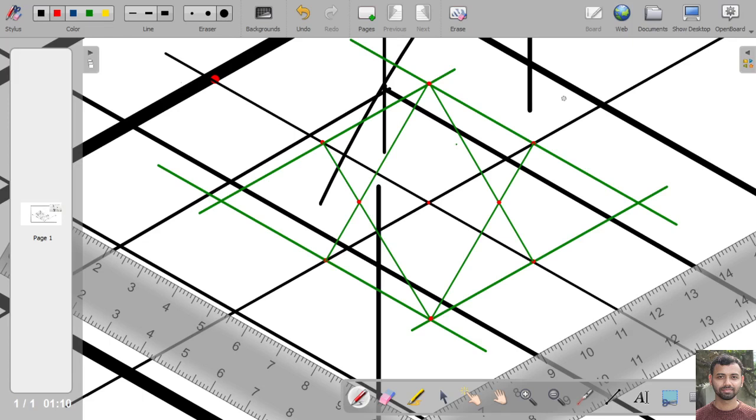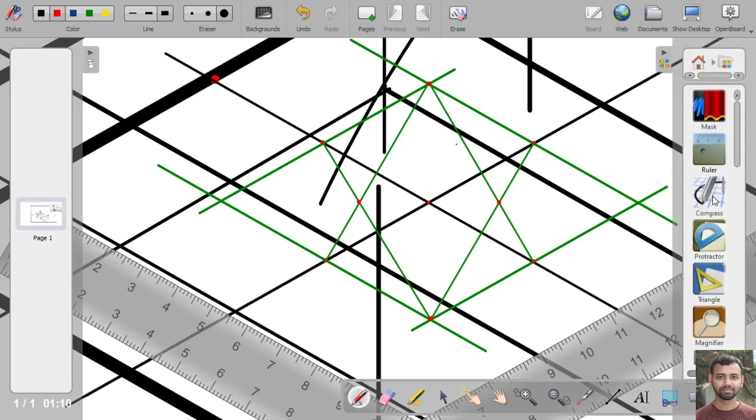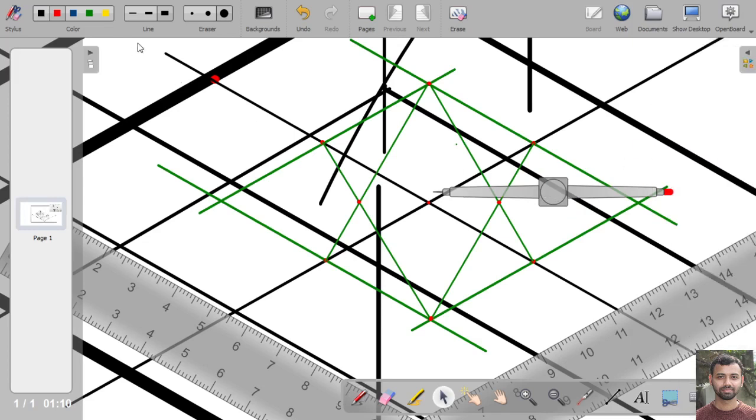Now to draw the circle, we will need a compass. We will need a compass. Okay. Now we have to measure.